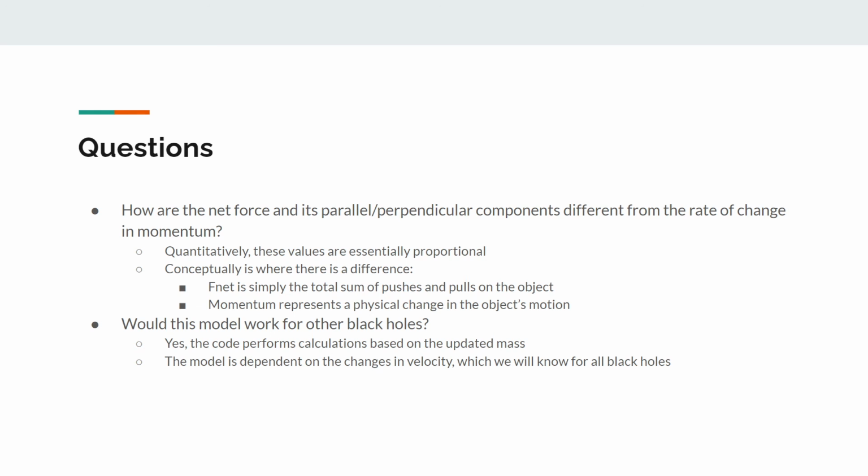And then another question we were asked to answer was, would this model work for other black holes? And I would say yes, this code would work for other black holes because the calculations are based on updated mass, and the model is dependent on changes in velocity, which we will know for all black holes because we calculate it through the calculation loop.